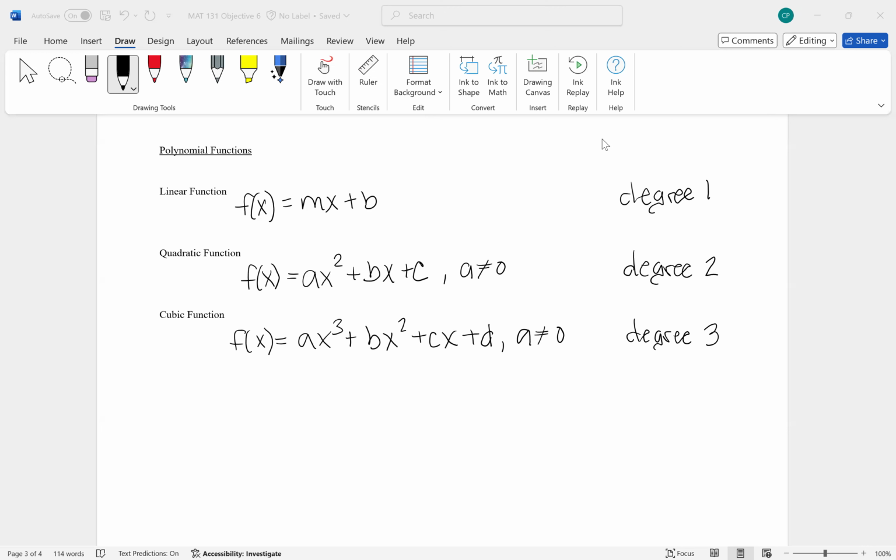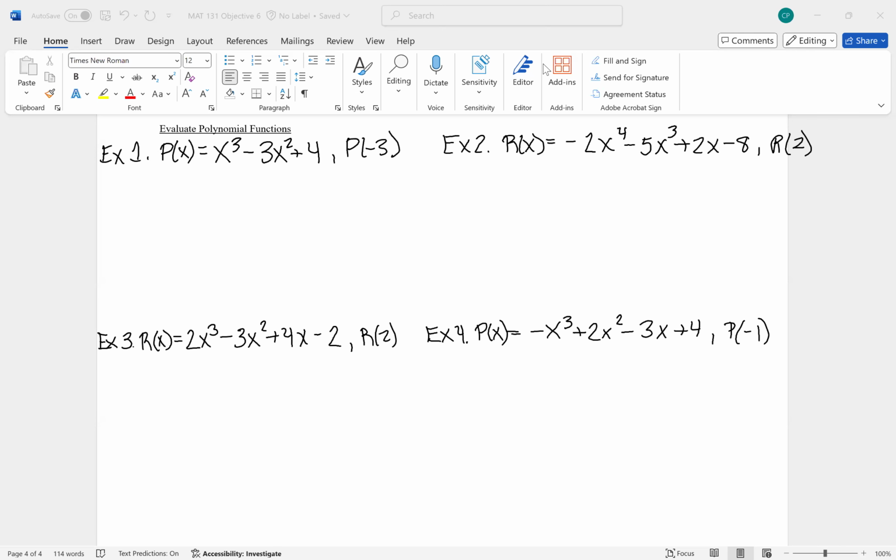Now, cubic functions, we won't really get a lot into those, but a cubic function is f of x equals ax cubed plus bx squared plus cx plus d, and a cannot be equal to 0. The degree of that is going to be 3, all right? So with getting into functions and this function notation, now we can start evaluating polynomial functions.